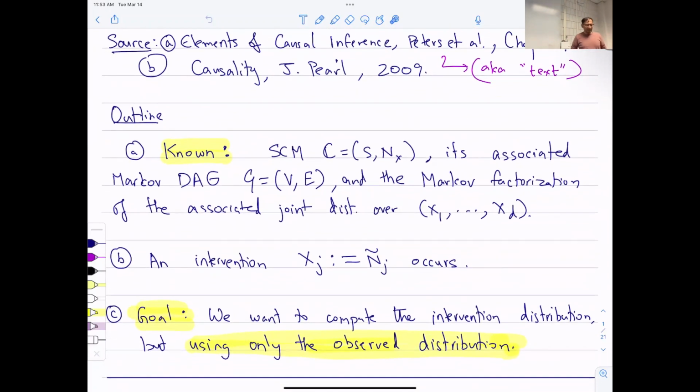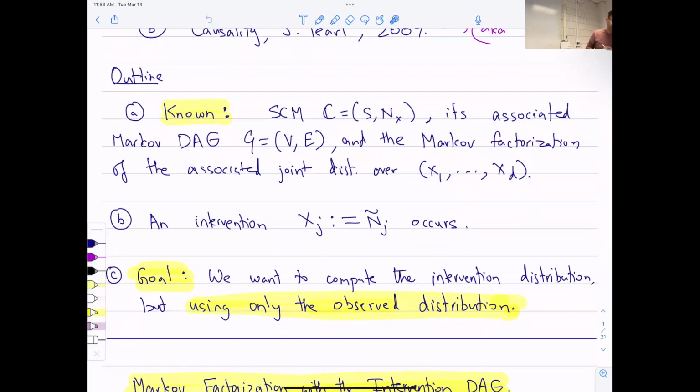So the goal is, now we have a known structural causal model, its associated DAG and a Markov factorization. We are going to look at interventions of this type, either atomic or random variable. I'm going to take one of the nodes, prune all its incoming edges, and either do an atomic intervention or set it to be a random variable. We can do other things as well, but I'm not going to talk about those. You can go back to the text for more details. And what we want to do is to compute the intervention distribution using only observed distributions. We don't want to do any new experiments. And we want to see when we can do this. That is going to be this section.